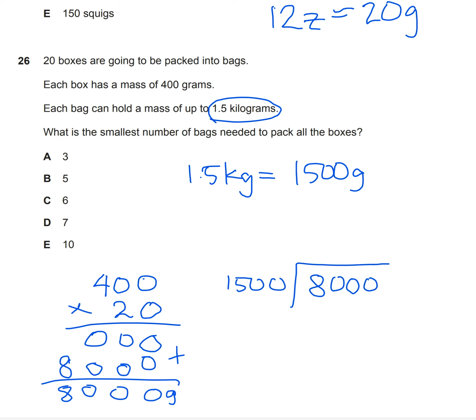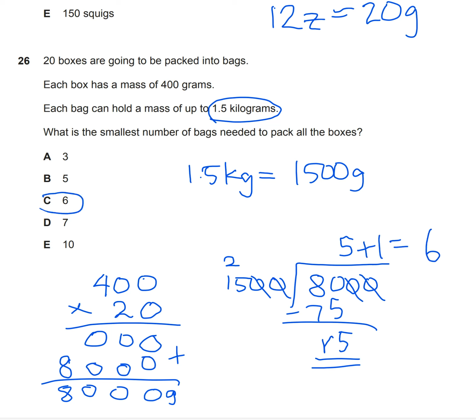1,500 grams. We can actually cancel out the 2 zeros on both of them to make it easier for ourselves. 15 into 80. So I know that 15 times 2 is 30, and then times 4 is 60, and then 75. So I'm going to do 5. 5 fives are 25, and then we have 75. And you see how we have a remainder of 5. We can't leave this, even though it's a small remainder, we can't leave this by itself. So we must add on an extra bag, which makes a total of 6 bags, or option C.